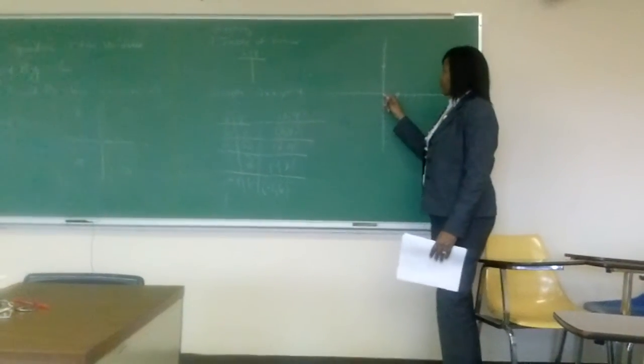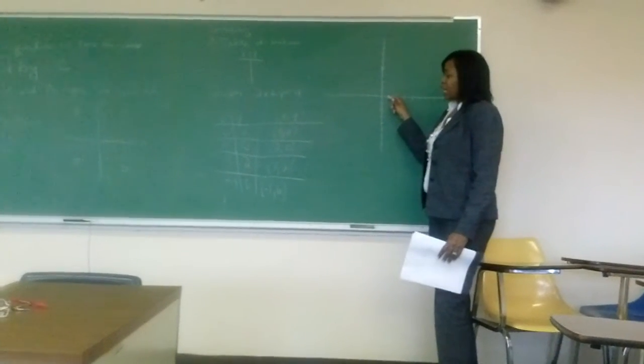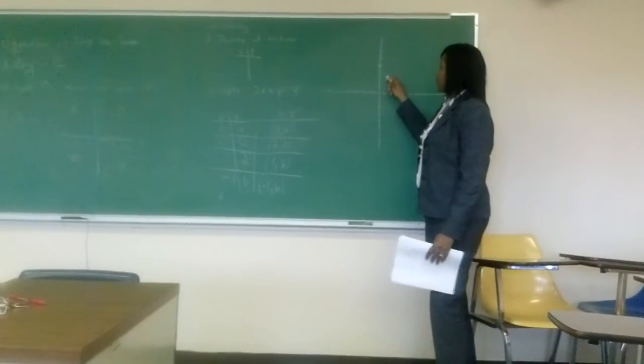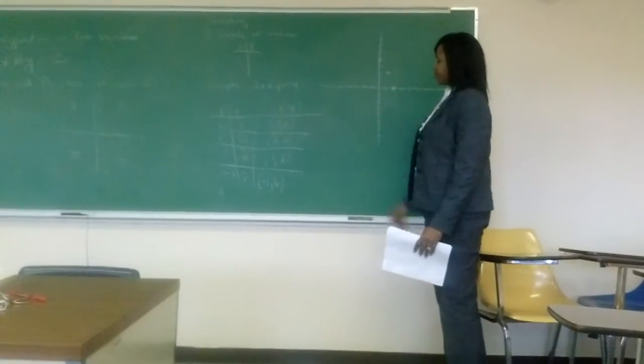(1, 2), start back at the origin. I go over 1 because it's positive x, 1. Up 2 because 2 is positive, so 1, 2, I'm here. If you see, they're falling in a straight line.